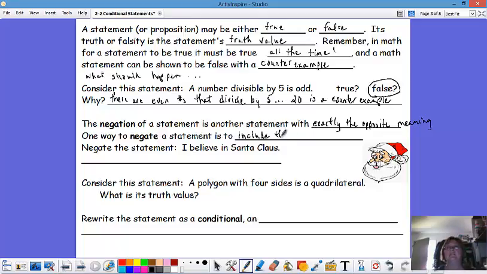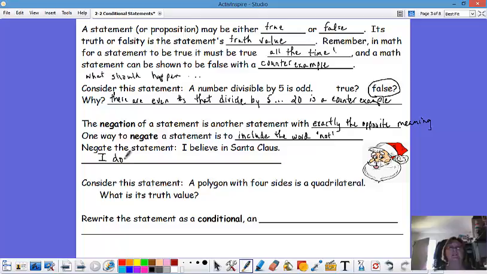One way, probably the easiest way, to negate a statement is to include the word not in it, right? Sometimes I'll just say you not the statement. Put the word not in there. So if we were going to negate the statement, I believe in Santa Claus, the easiest way to do that would be to say I don't believe in Santa Claus.